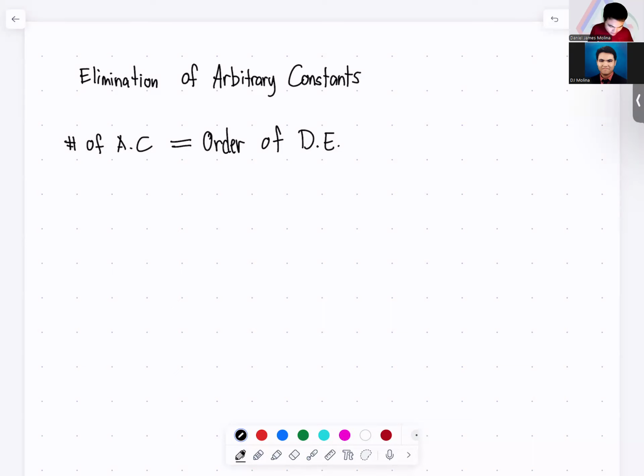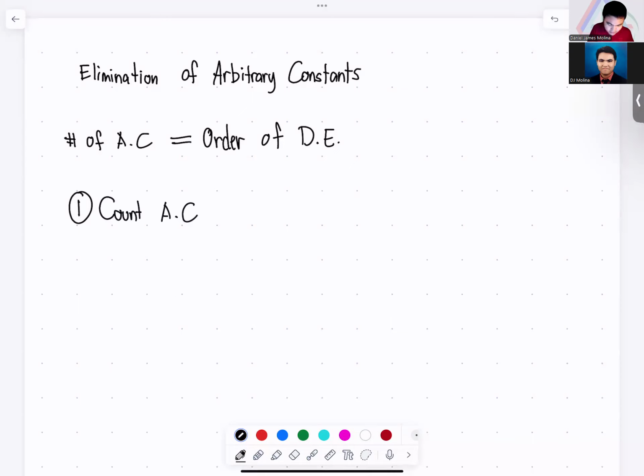So when eliminating arbitrary constants, step one, of course, is to count the number of arbitrary constants first. How many are they? So that we'll know how many times we will differentiate. Step two is to perform differentiation. It's differentiation, not derivation. We differentiate, we don't derive. So if we have four arbitrary constants, then we will differentiate four times.